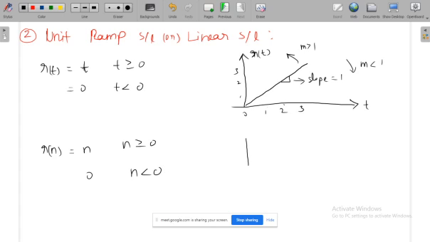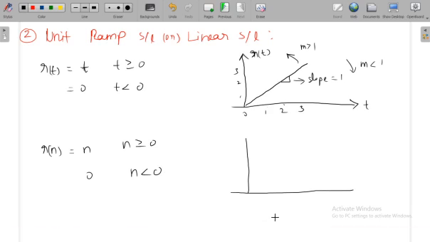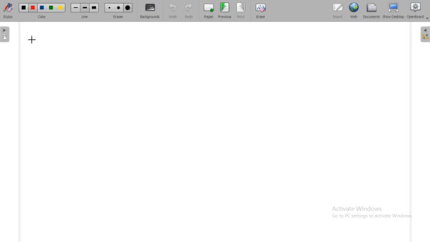Okay, then how to denote this? Say this is n. So now 0, 1, 2, 3. This is 1, 2, 3, like that. So exactly at 0, the value is 0. When n is 1, the value is 1. When n is 2, the value is 2. When n is 3, the value is 3. Like this you have to denote. Okay, so this is r of n. Okay, this is in the discrete domain. The next one is parabolic signal. Okay, so the parabolic signal.